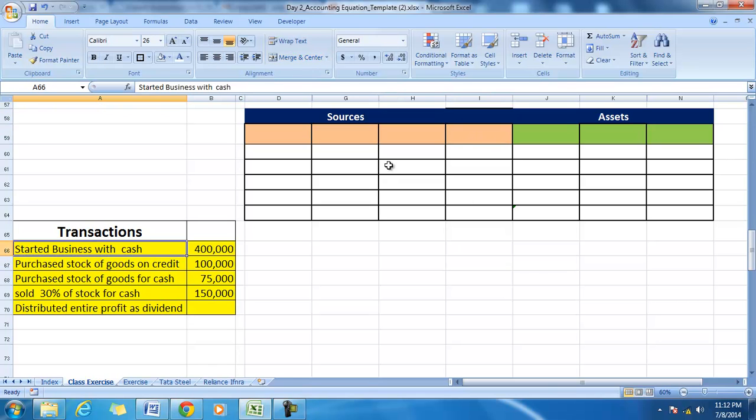So, started business with cash, so the business is receiving cash of 400,000, and the source to that extent is the capital. Capital is money contributed by the shareholders or the owners, and cash is an asset. So at that point of time the assets of the company are equal to the sources of the company, which is 400,000.